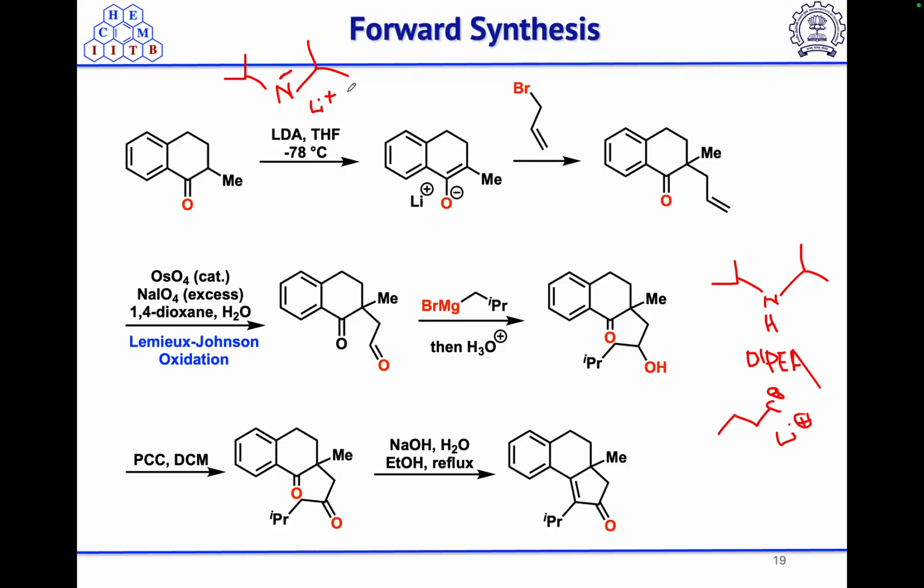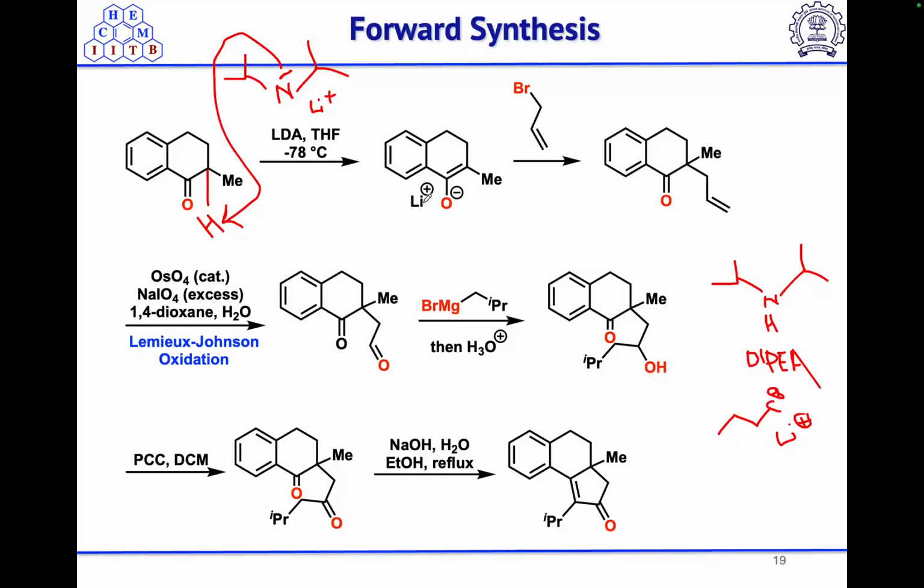Very interesting. This is basically a bulky base. If you treat this base with this carbonyl compound, which has one acidic proton, this LDA will abstract this proton and generate the corresponding enolate. Basically the enolate is a lithium enolate, and the corresponding counter cation is lithium.